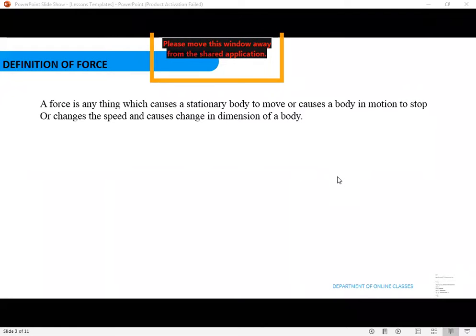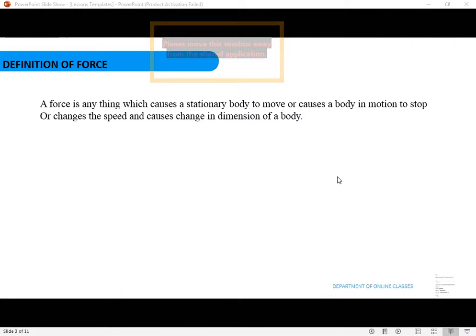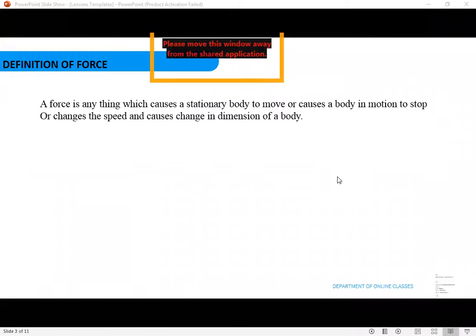And also, when a ball is already moving and you kick it again, or you apply an external force to it again, the speed increases because you've added another force to the existing speed. So the ball was rolling with a speed, and you've applied an external force to it again, so it's going to increase its speed. So a force also changes the speed, and it changes the dimension. This is basically what a force is.